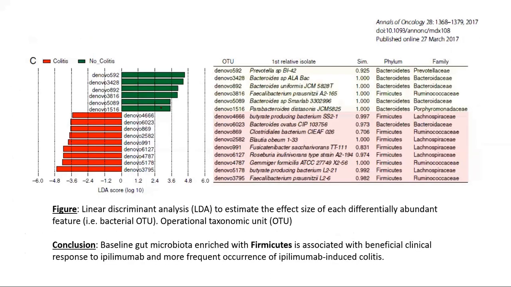It turns out if your microbiota at baseline before treatment is mostly the green type of organisms in the Bacteroides phylum, then you're less likely to get colitis and less likely to respond to cancer treatment. If your fecal microbiota is predominantly enriched in the red zone, you're more likely to get colitis and more likely to respond to cancer treatment. The red zones are firmicutes.